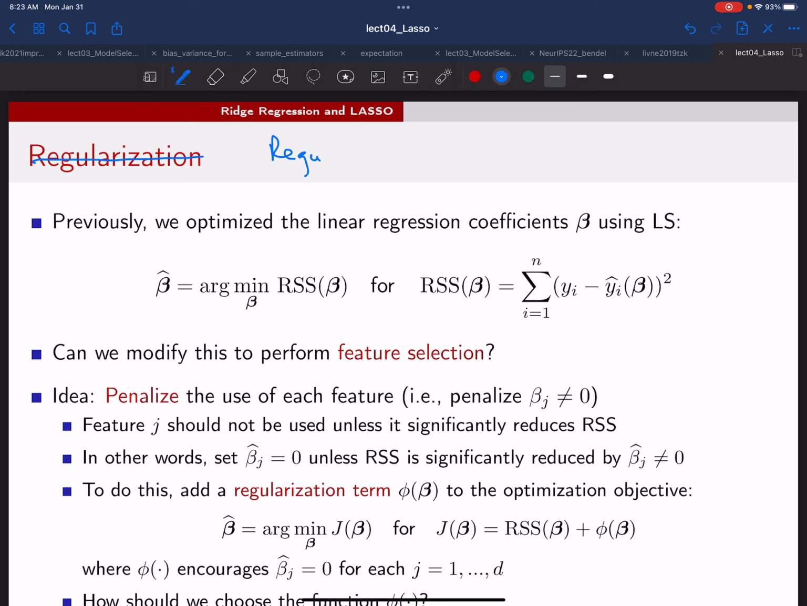So exactly how do we construct these phis? That's the next question. There are two main ways to do this. First there's L2 regularization. Here we have alpha times the sum going from j equals 1 to d of beta j squared. In L1, we have alpha and the same sum, but we just have the absolute value of beta j.